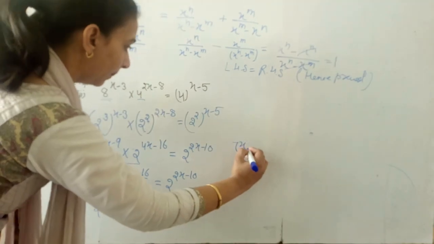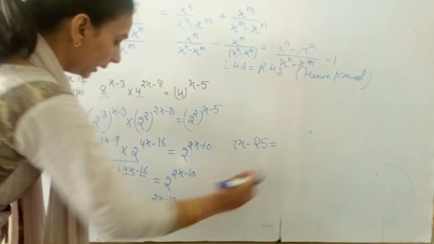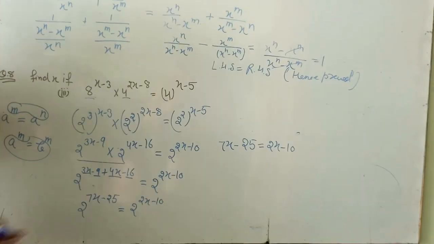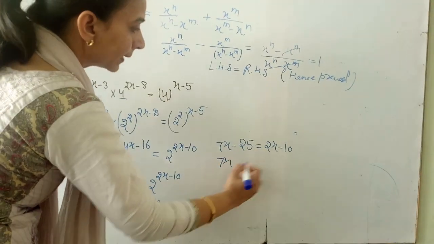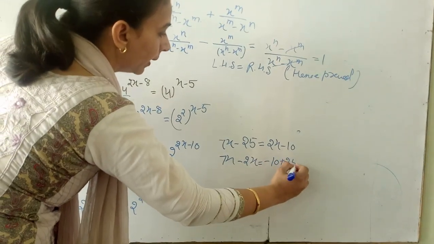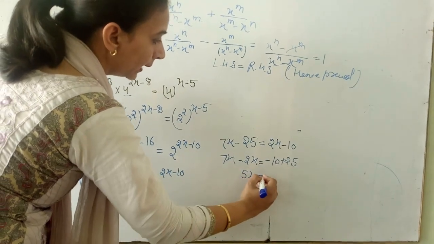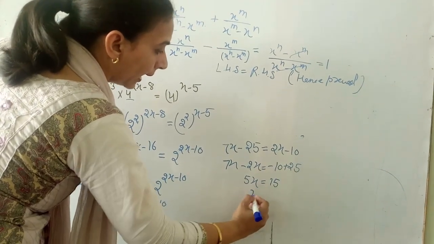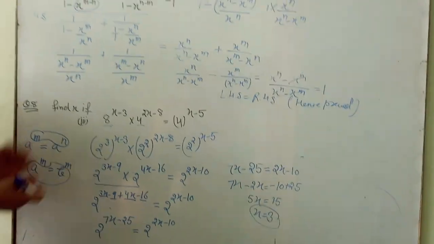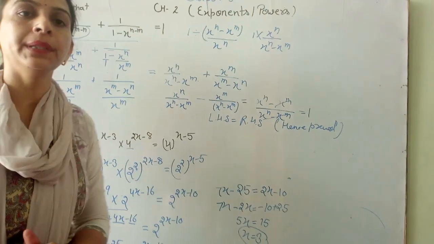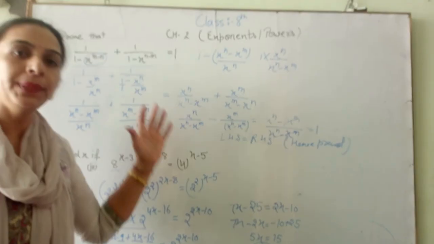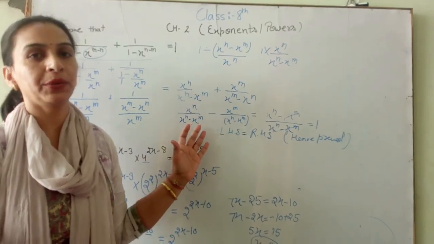7x minus 25 equals 2x minus 10. Power equal to power. 7x minus 2x equals minus 10 plus 25, then 5x equals 15 and x equals 3. Then the value of x equals 3. This is the complete exercise, complete chapter number 2. So student, with the help of this video, you complete your chapter in your maths. Okay, thank you.